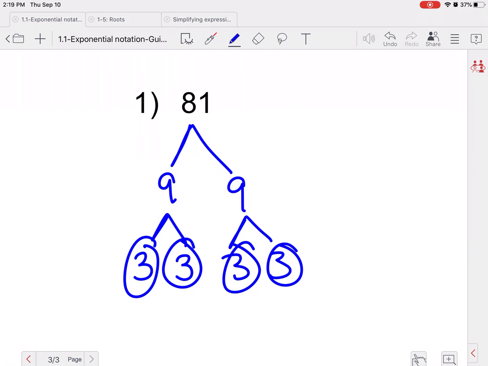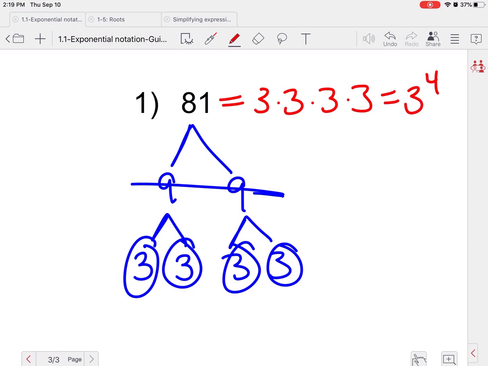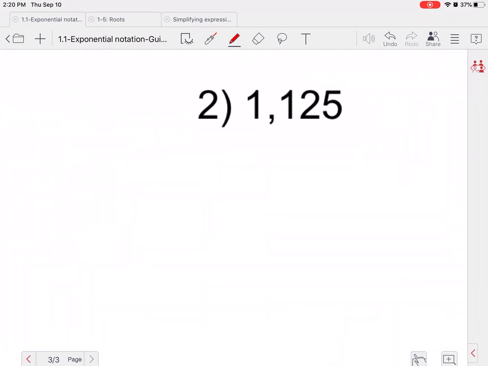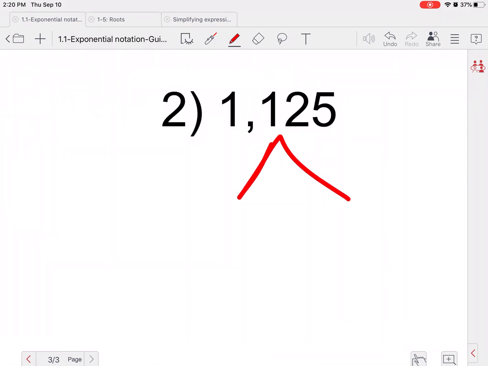Once I've broken it down, these numbers no longer mean anything to me, okay? So I know that I can break 81 down into 3 times 3 times 3 times 3. And I can write that in exponential notation as 3 to the 4th. So I've now written the prime factorization and the exponential notation. Let's go ahead and try 1,125.